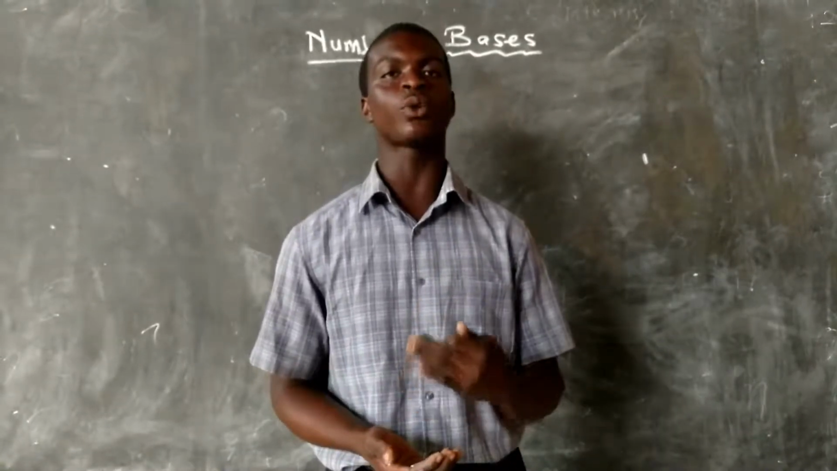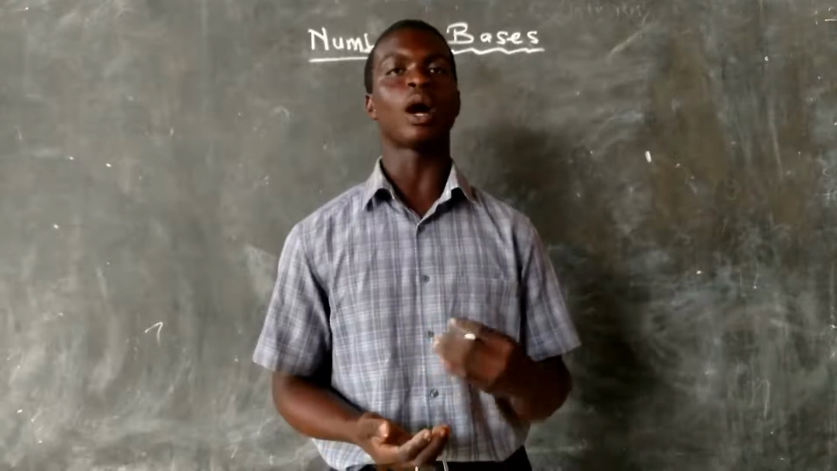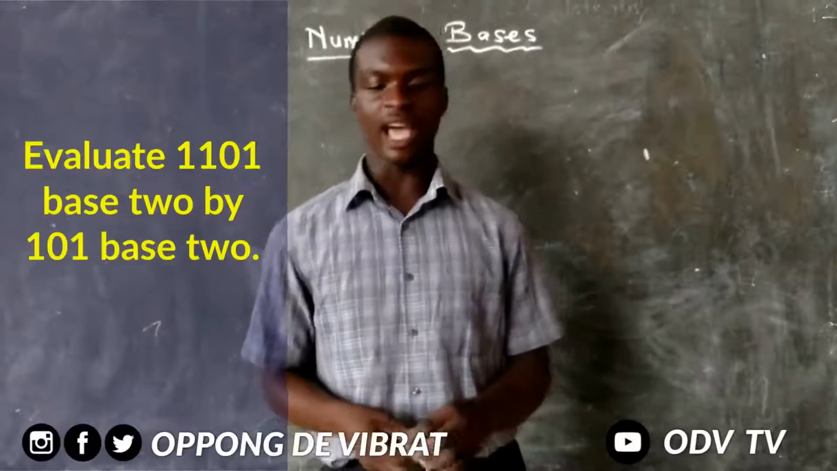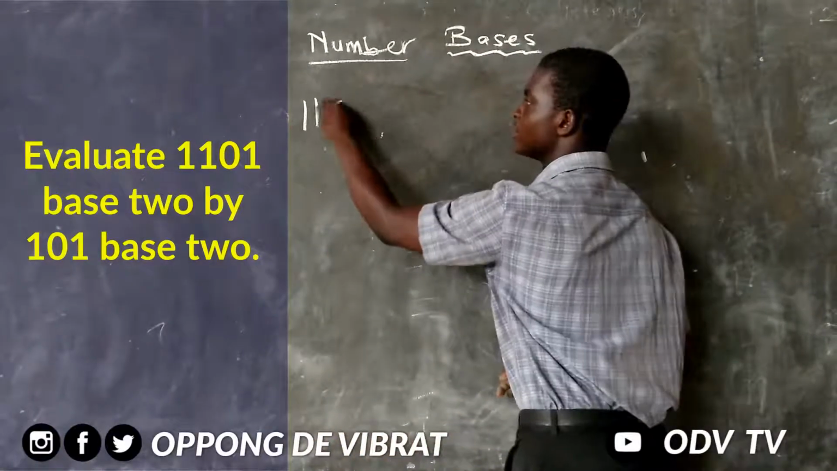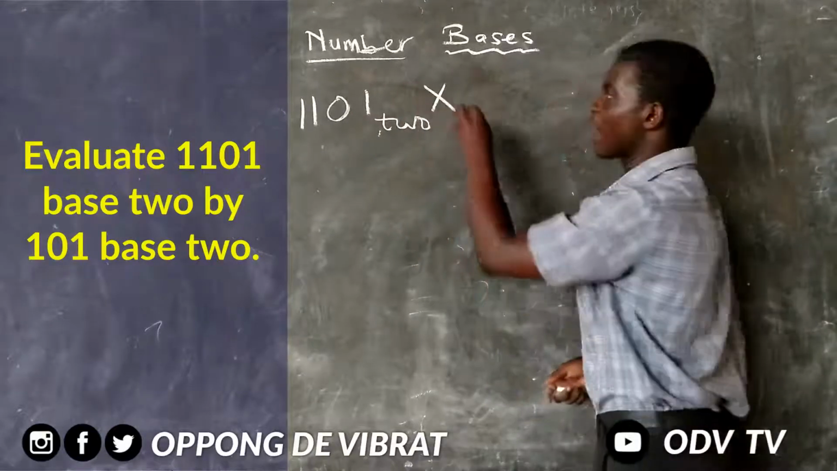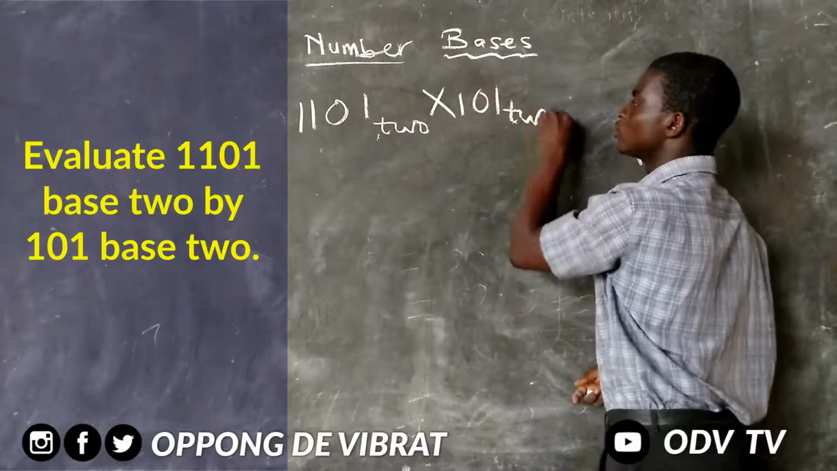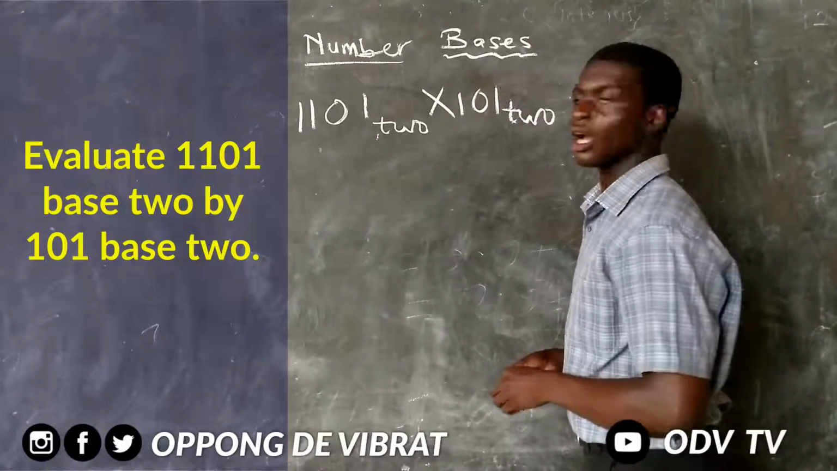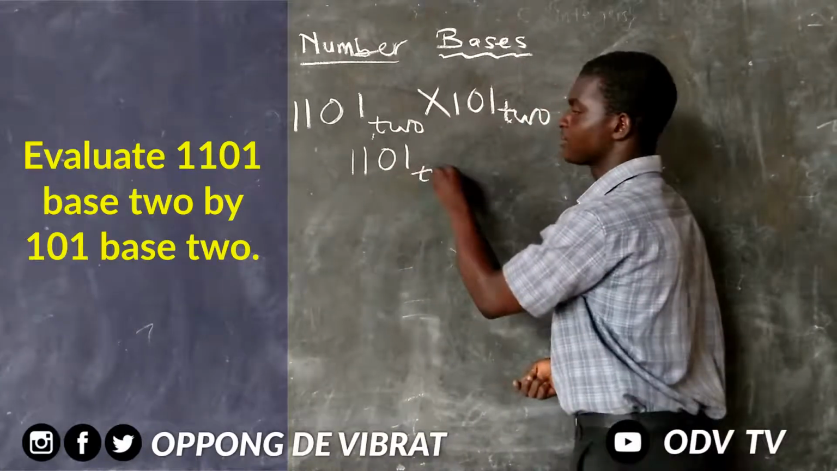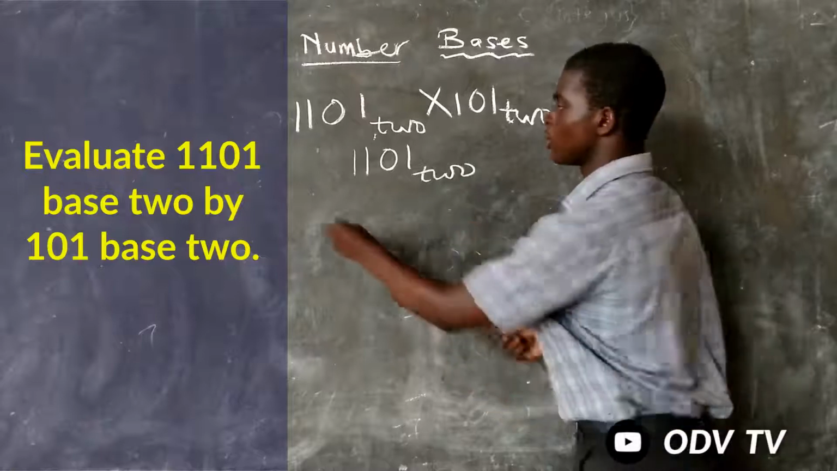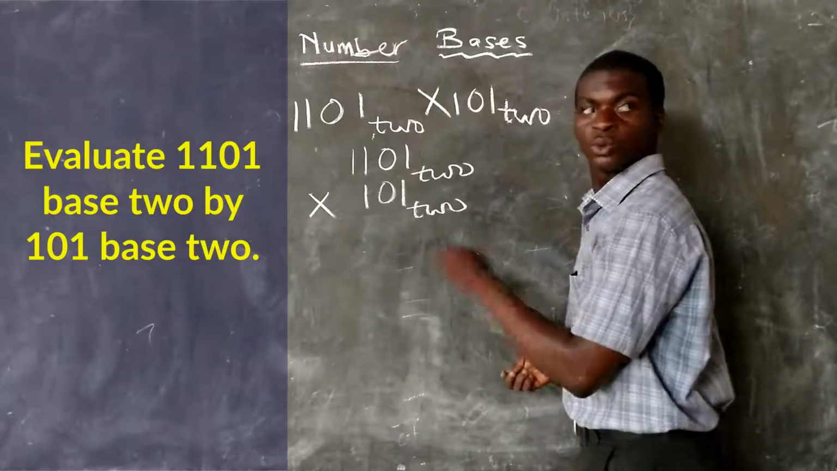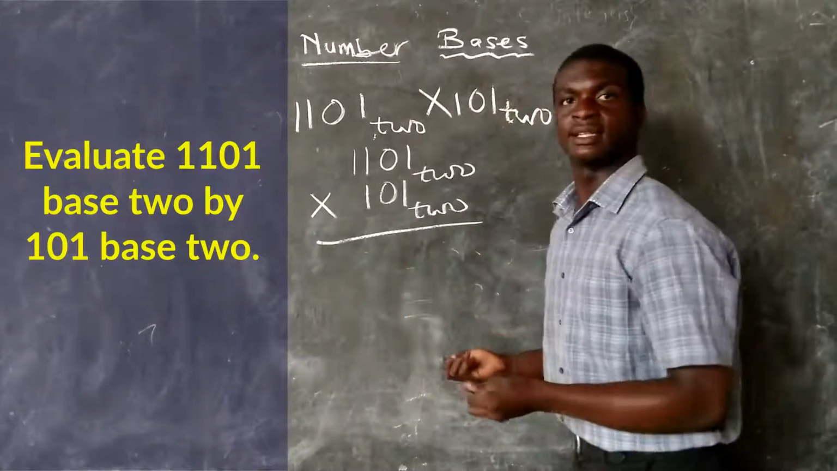Today we are continuing from where we ended, and that's taking one question under the multiplication of number base. The question says, evaluate 1101 base 2 multiplied by 101 base 2. This is our question. How do we go about it? We arrange it in the form that will be comfortable in multiplying it. And so 1101 base 2 multiplied by 101 base 2. With this, we start.